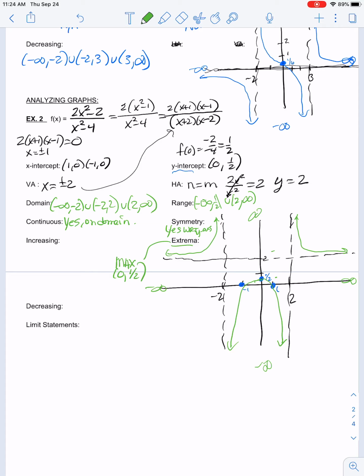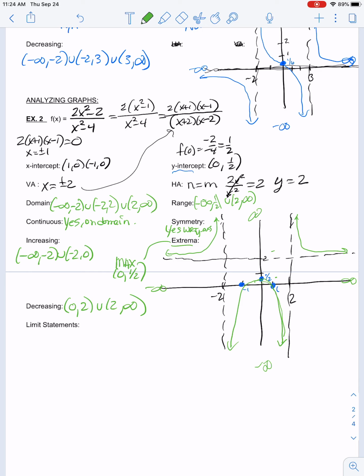Are we increasing? I see increasing from negative infinity to negative 2, and also from negative 2 to 0. Decreasing, are we going downhill? It looks like from 0 over to 2, and then again from 2 out to infinity. I think I've got all that in there.